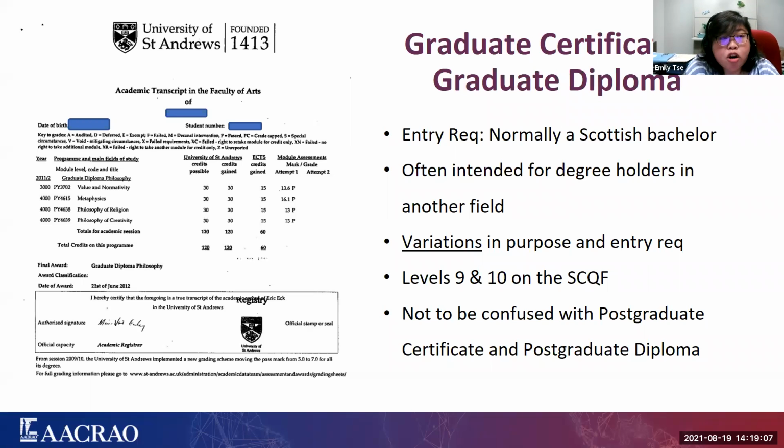So levels 9 and 10 are where you would also find the Bachelor Ordinary and the Bachelor Honors. So for this reason, we would recommend an additional semester and an additional year of undergraduate credit, respectively. The graduate certificate and the graduate diploma are not to be confused with the Scottish postgraduate certificate or the Scottish postgraduate diploma, as those sit on SCQF level 11 and are considered graduate level in the way we regard graduate.